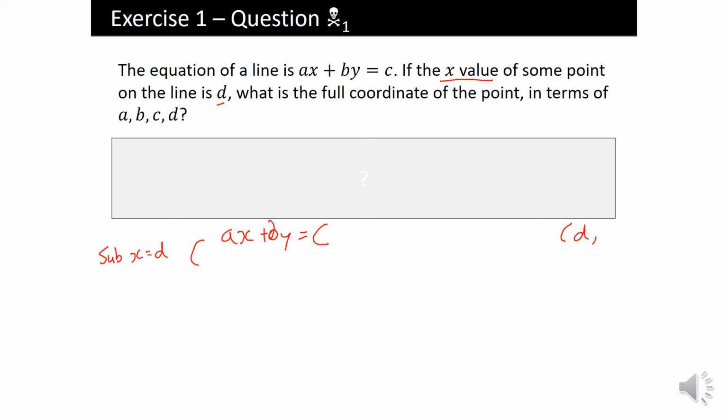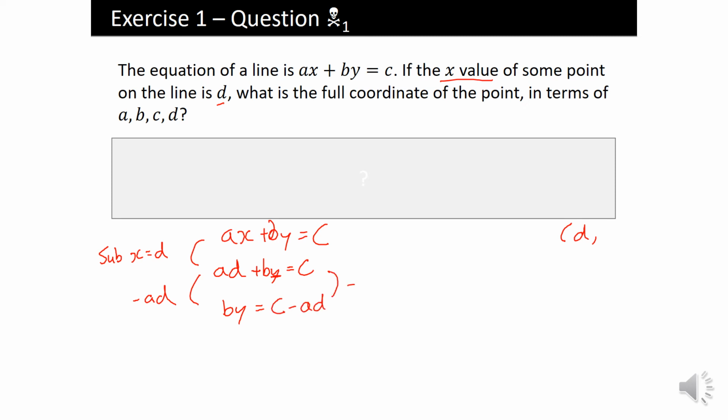So we've got a times d plus by equals c. It's going to be a very algebraic question, this one, because we've got just 5 letters, no numbers at all. We're trying to rearrange it to get a y, because we want to know what the y coordinate is when x is d. So we're going to start off with minus ad from both sides. So we've got by equals c minus ad.